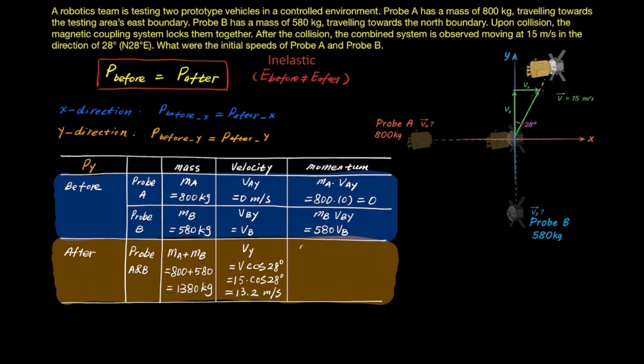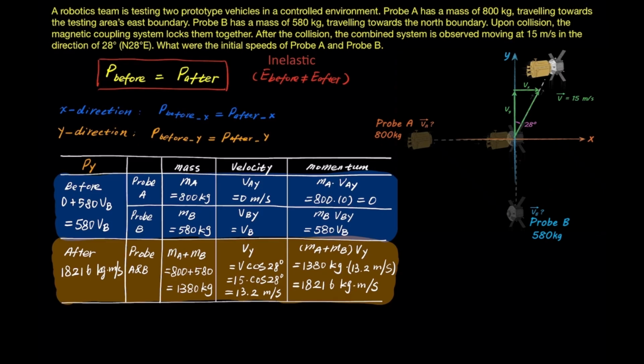Then the momentum equals ma plus mb, multiplied by Vy. This gives us 1380 kilograms multiplied by 13.2 meters per second, which equals 18,216 kilograms meter per second. So the total momentum in the y direction before the collision is simply 0 plus 580 VB, or just 580 VB. And the total momentum after the collision is 18,216 kilograms meter per second.